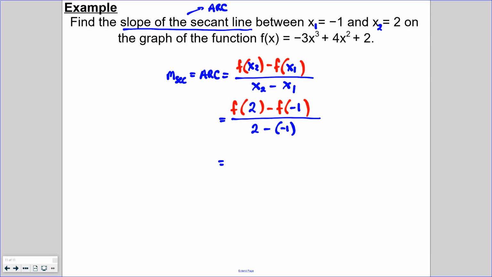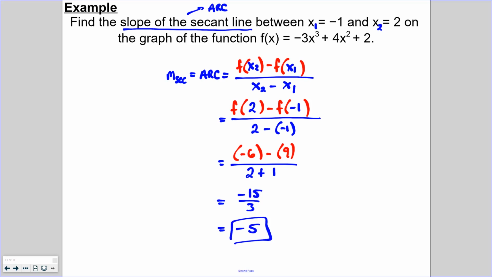Again, using our calculator, let it do the heavy lifting. We know that f of 2 is going to be negative 6, f of negative 1 is going to be 9, and that's going to be over 2 plus 1, because remember, minus a negative is positive. And we can simplify this out to get negative 15 over 3, giving us a slope of the secant line here to be negative 5. And that is it, ladies and gentlemen. That is the average rate of change using functions.